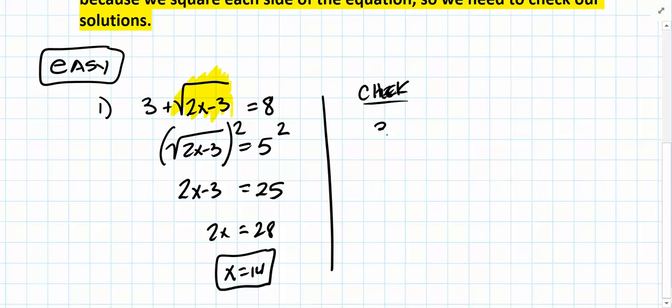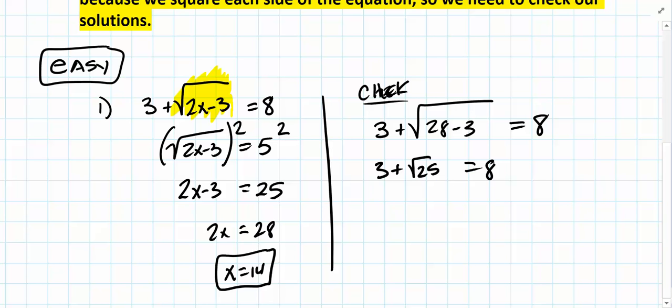So we have 3 plus the square root of 2 times 14, which is 28, minus 3. Is that the same thing as 8? Yeah, because we're going to get 3 plus the square root of 25. Is that equal to 8? Yeah, because the principal square root of 25 is 5, so 3 plus 5, yep, we're getting 8 equals 8. Life is good.